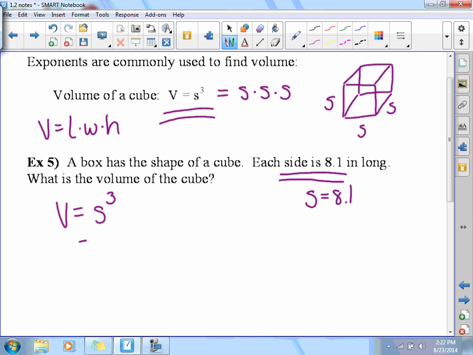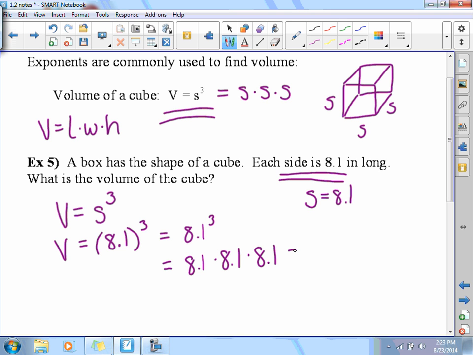So I'm going to substitute the 8.1 in for the s. And I'm going to put it in parentheses here when I'm substituting, just so I know that that decimal stays together with the 8.1. You don't have to have it. You could still write it 8.1 to the third, just like that. Okay, these parentheses just show me everything that's being cubed. So now I would go to my calculator and I would type in 8.1 to the third. This means I'm taking 8.1 times 8.1 times 8.1. My length and my width and my height are all the same.